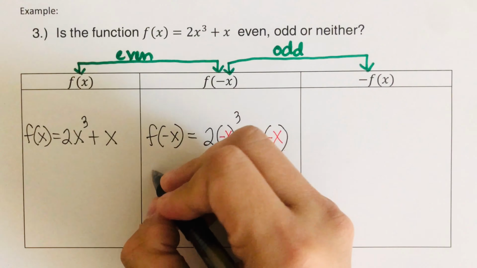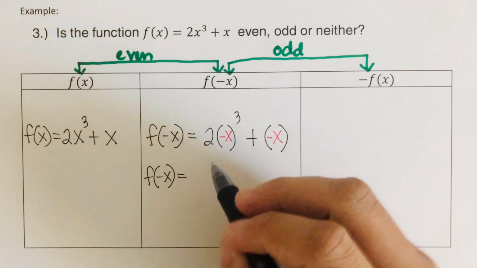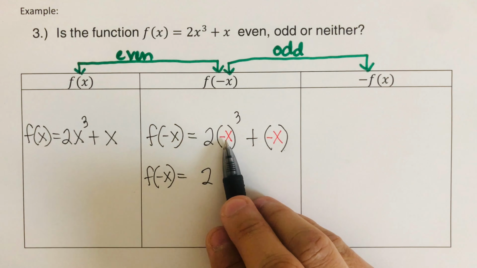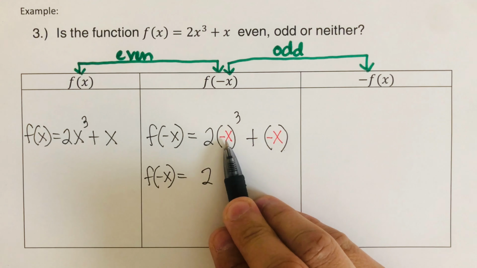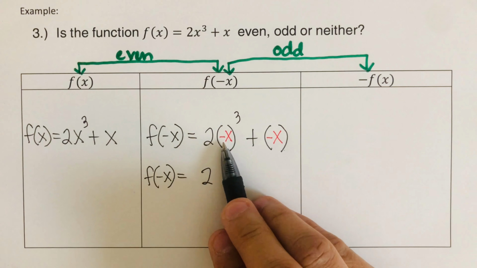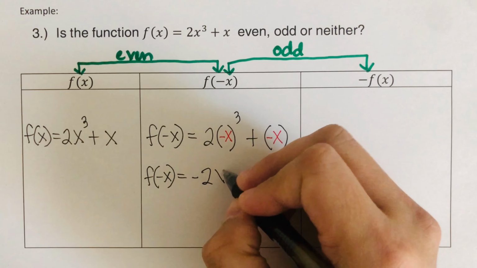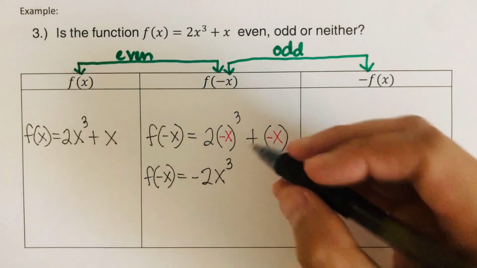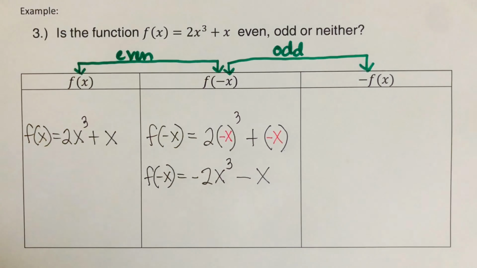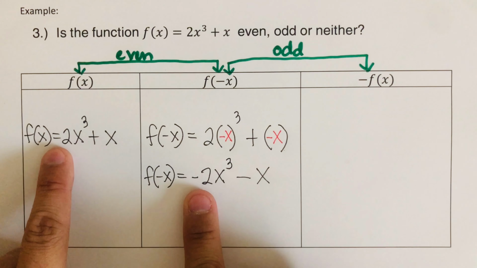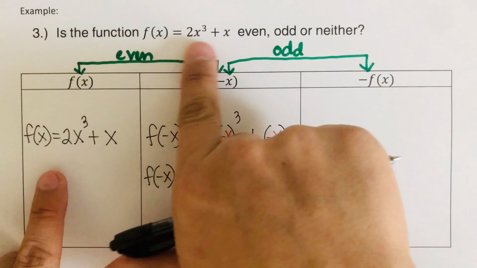So then our f of negative x would come out to be, this is 2 right here. So negative x cubed means negative x times negative x times negative x. And that would be a negative x cubed because a negative x times negative x is a positive x squared. Positive x squared times negative x is a negative x cubed. So this whole thing would come out a negative 2x cubed. And then positive and negative would come out a negative x. So let's check. Are these two the same? They are not the same because that's a positive, that's a negative, that's a positive, that's a negative. So this function is not even.